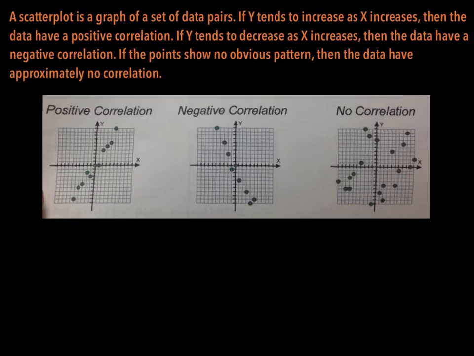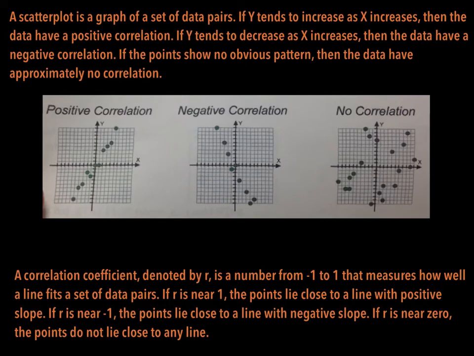In just a second, I'm going to go over one example of how to do this in our calculator, and I will give you guys a handout tomorrow with the calculator steps on it. When you do this in your calculator, you're going to be able to see a correlation coefficient, which is denoted by R in your calculator. It is a number from -1 to +1 and measures how well the line fits the set of data pairs. If your R is close to 1, the points lie close to a line with perfect positive slope. If your R is close to -1, then the points are close to a line with negative slope. And if R is around 0, in between them, then the points do not lie close to any line.